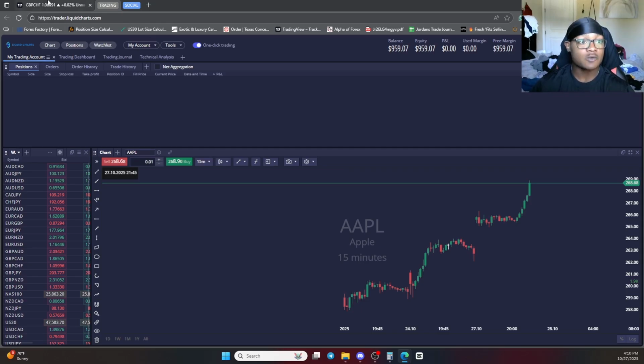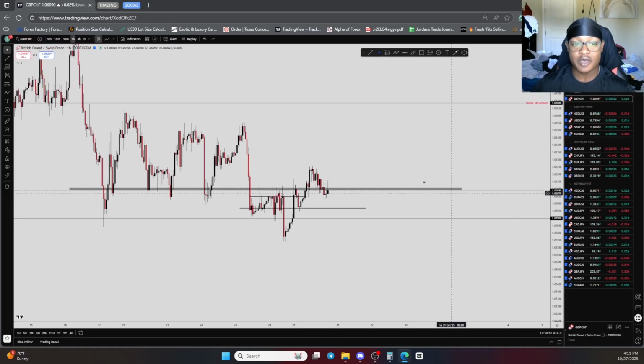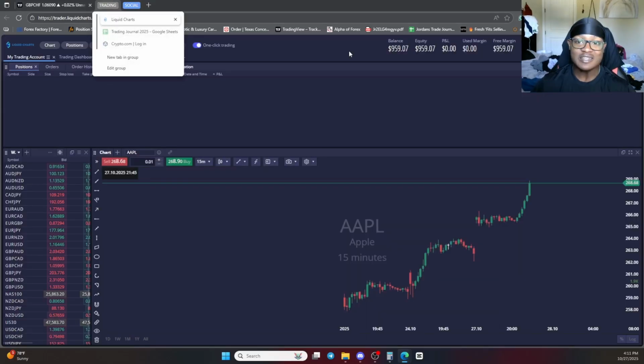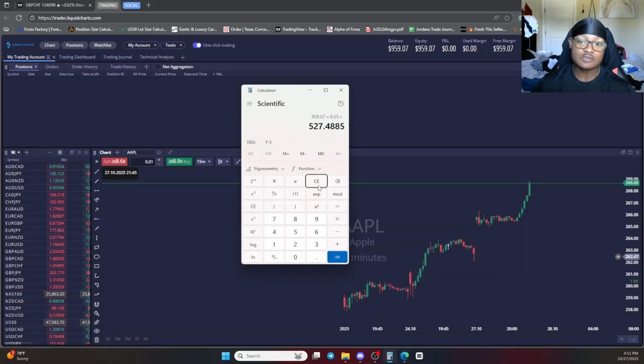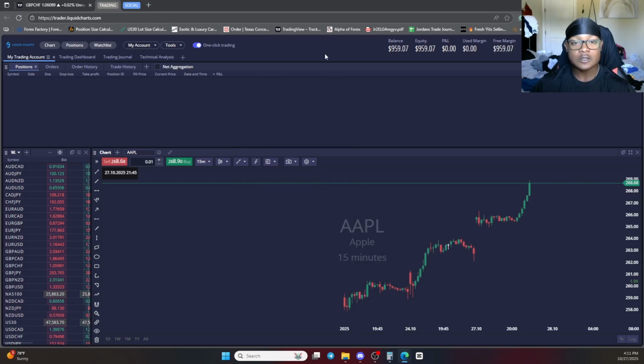So that's what I'm looking at for tonight, GBP CHF. If it happens, it happens. If it doesn't, it doesn't. But like I said, bro, we're starting at $9.59, and we're looking to take the account to $1,918.14 by the end of this week. So let's see what happens.